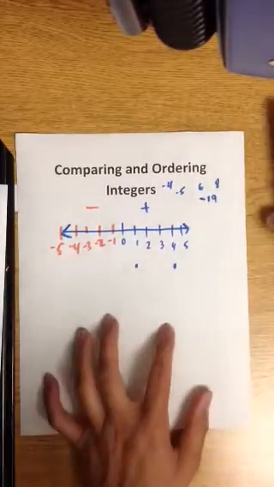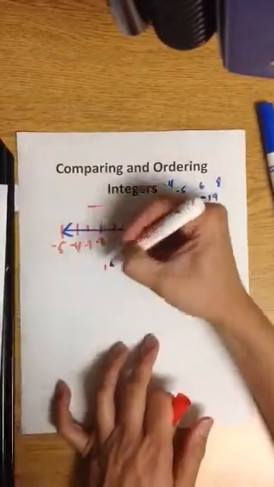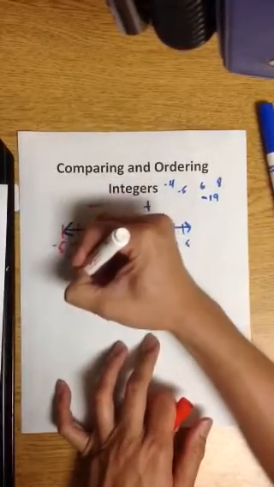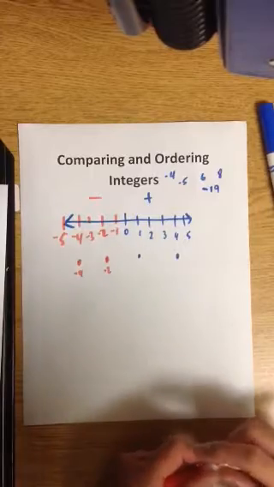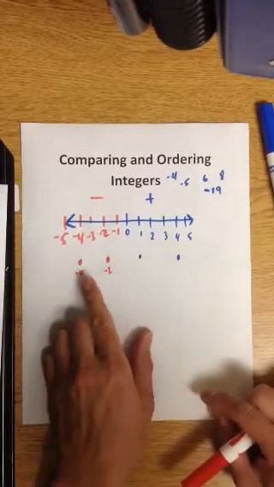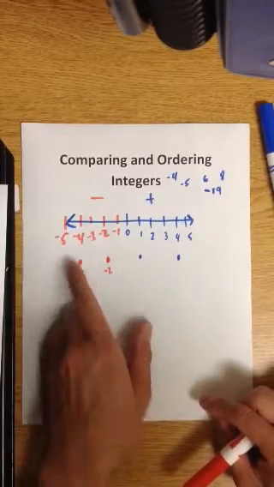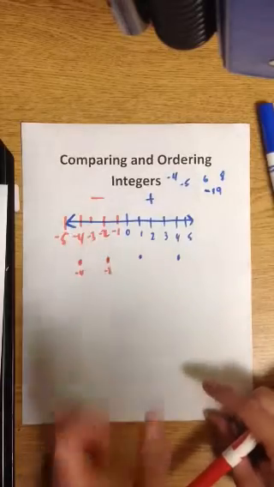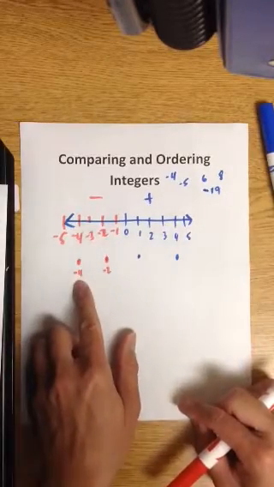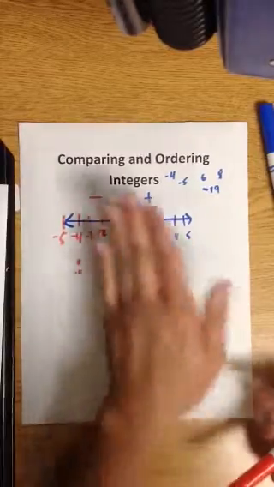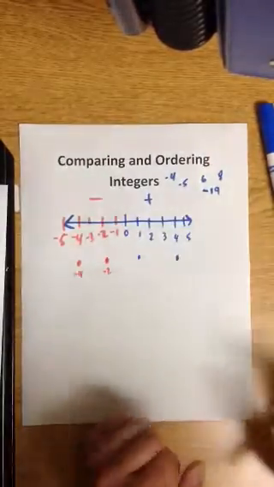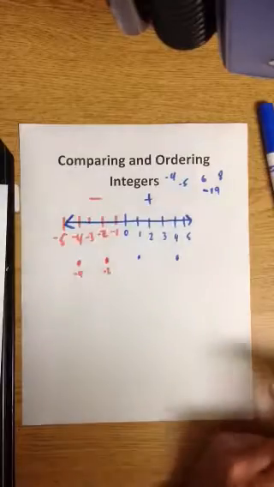But what happens if you're dealing with 2 negative numbers? For example, -2 and -4. Which one is greater? -2 is greater than -4 because it is to the right. Or you can say -4 is less than -2 because it's to the left. So if it's to the right-hand side, it's the greater number. The left-hand side is less.